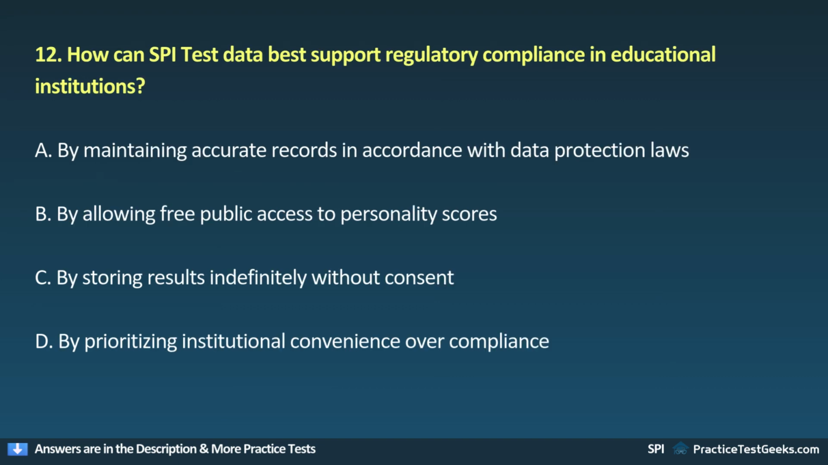12. How can SPI test data best support regulatory compliance in educational institutions? A. By maintaining accurate records in accordance with data protection laws. B. By allowing free public access to personality scores. C. By storing results indefinitely without consent. D. By prioritizing institutional convenience over compliance.